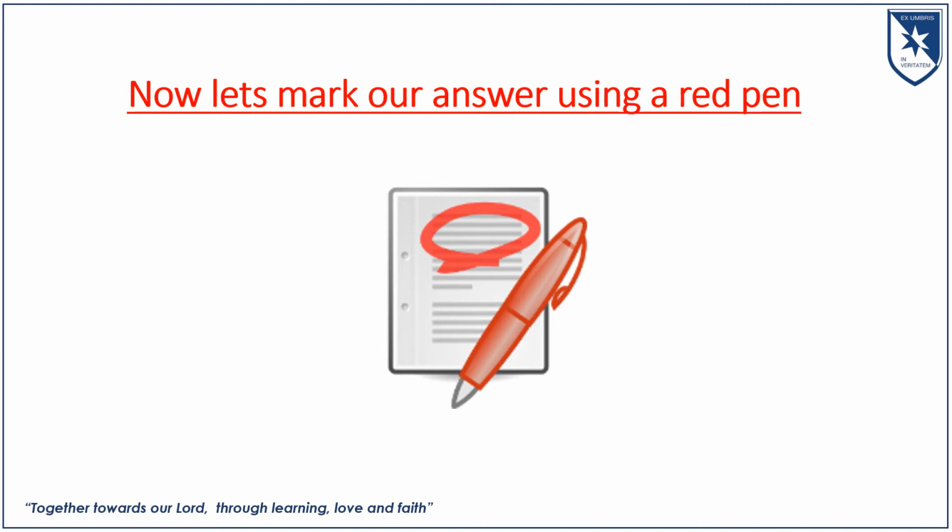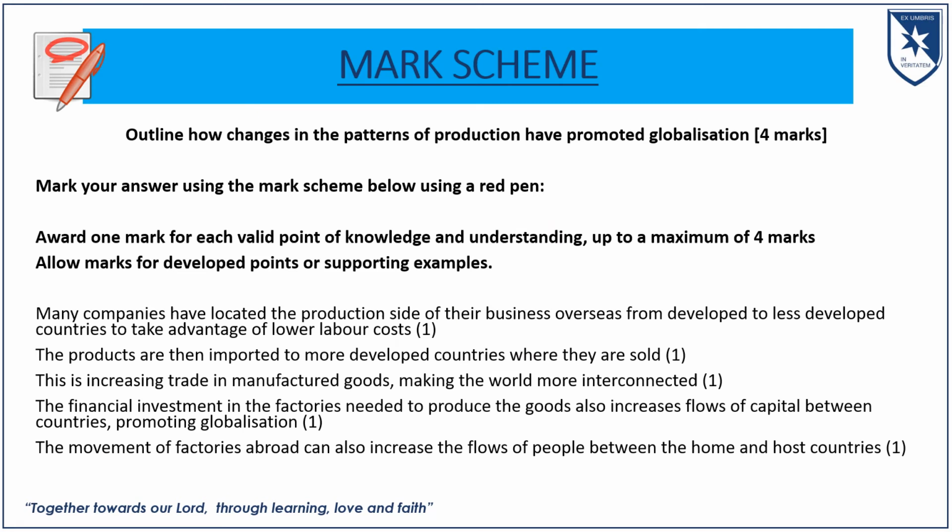Okay, so grab your red pen because we are now going to mark our answers using the mark scheme on the following slide. Okay, so have a look at the mark scheme and with your red pen we can start to award marks for any points mentioned. Now it says on the mark scheme that you can award 1 mark for each valid point of knowledge and understanding up to a maximum of 4 marks. And you can allow marks for developed points or supporting examples. So, give yourself a point if you mentioned any of the following.